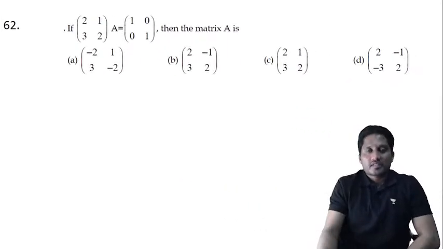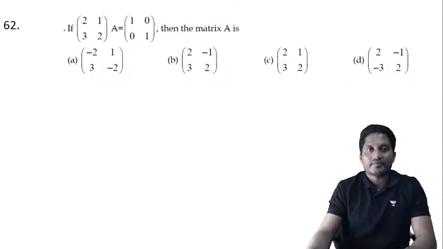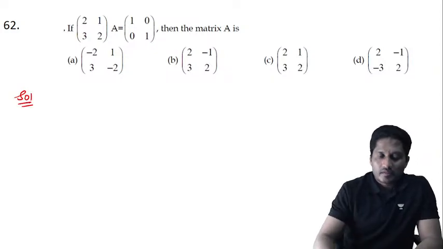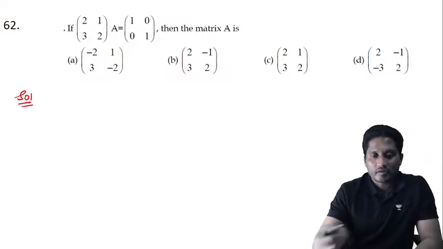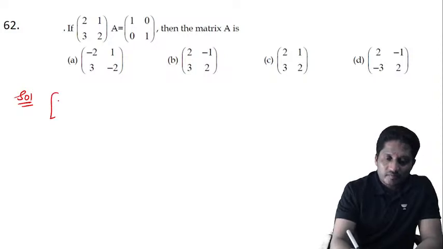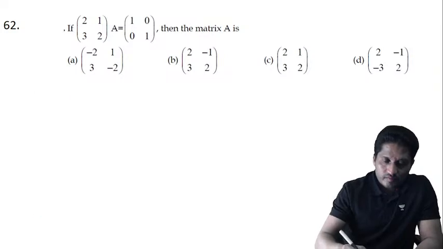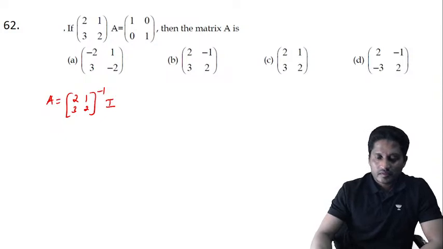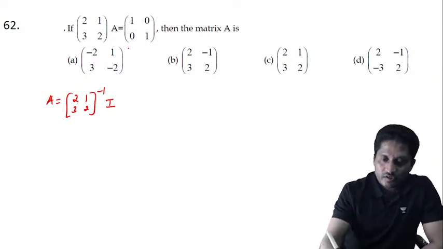Okay, question number 62. This was asked in 2020 paper. If I shift on the right side, this becomes 2, matrix A is equal to (2 1, 3 2) inverse, into this is I, 1 0 0 1 is I.